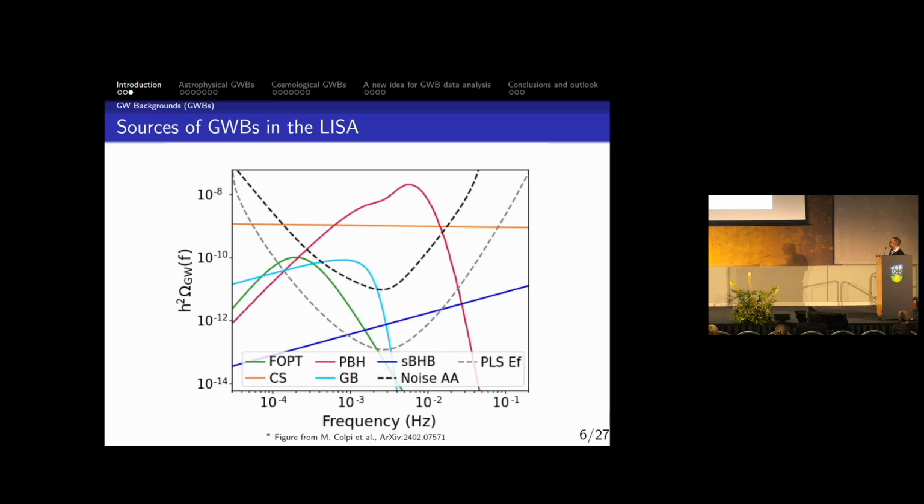This plot is taken from the Red Book, and it summarizes a little bit some of the signals we might have in LISA, both from Astro and from Cosmo. I will try to navigate you a little bit through this plot in the next few slides. I will start by talking about astrophysical backgrounds.